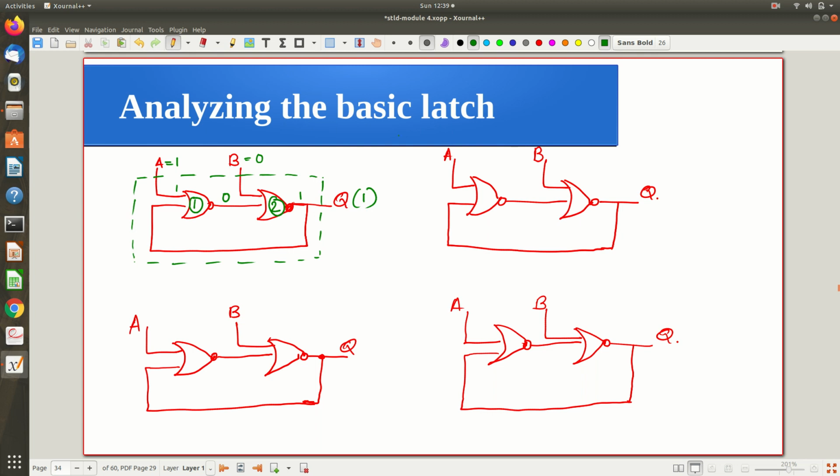Now let's analyze the second case here. See what's going on here. Let it be the opposite case, that is, let A be equal to 0 and B equal to 0.